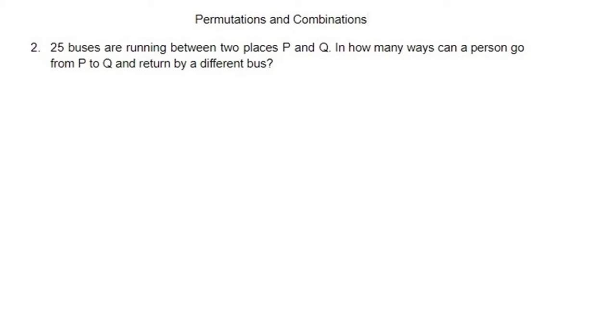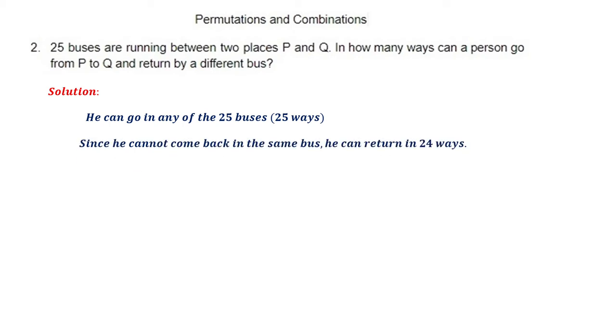In how many ways can a person go from P to Q and return by a different bus? So makita natin dyan sa solution natin. He can go in any of the 25 buses. So we have 25 ways. Since he cannot come back in the same bus, kunyari sa 25 napili na niya isa, hindi na siya pwede doon. So may natitira na 24, di ba? So 25 times 24, we have 600 ways na pwede mangyari.